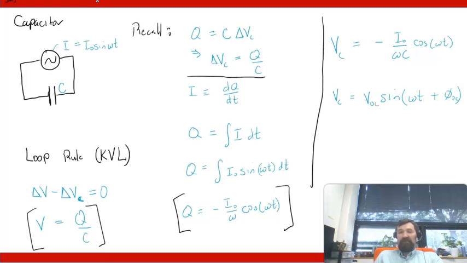What does that mean? Well, that means that V0 for the capacitor must look like I0 over omega C. You'll notice that I didn't include a minus sign here, and that's because I can include it within this phase shift. To get the minus sign into the phase shift, instead of adding pi over 2 here, you could subtract pi over 2 here. So phi naught is equal to negative 90 degrees or negative pi over 2.